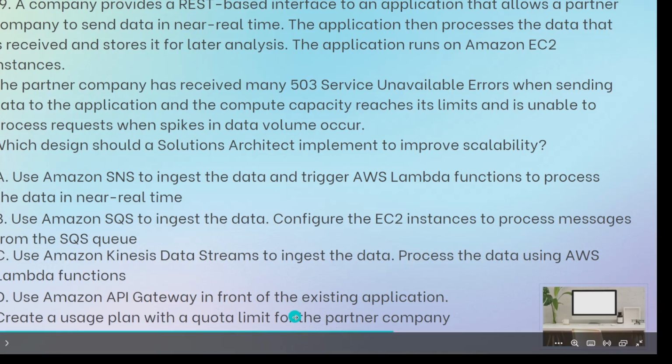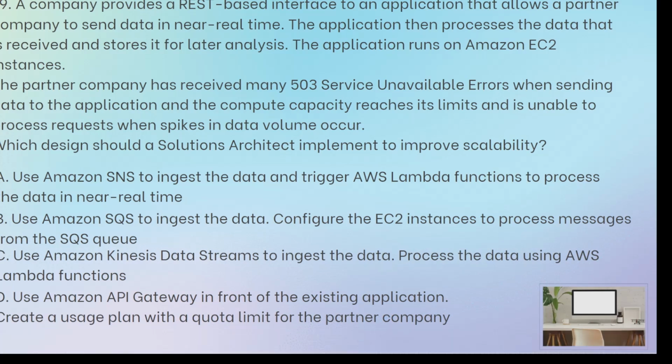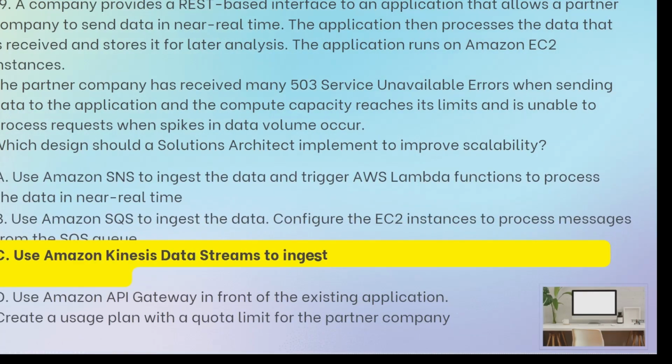Next, put API Gateway in front of the existing application, create a usage plan and quota limit. Why not API Gateway is because a usage plan will limit the amount of data that is received and cause more errors to be received. If you limit the data amount, what will happen? You keep on receiving more errors rather than decreasing the errors and improving the scalability. So we need Kinesis data stream to ingest the data because it is real-time data, and to process data you use Lambda functions.